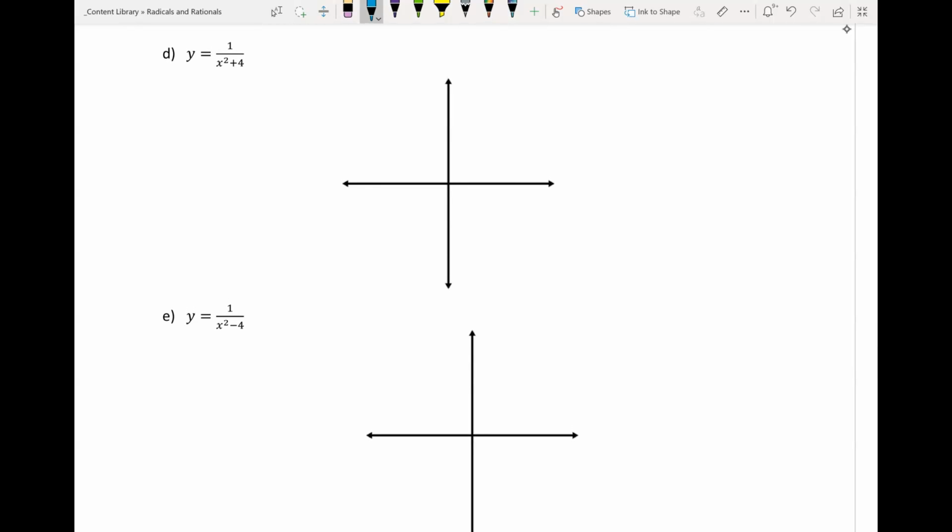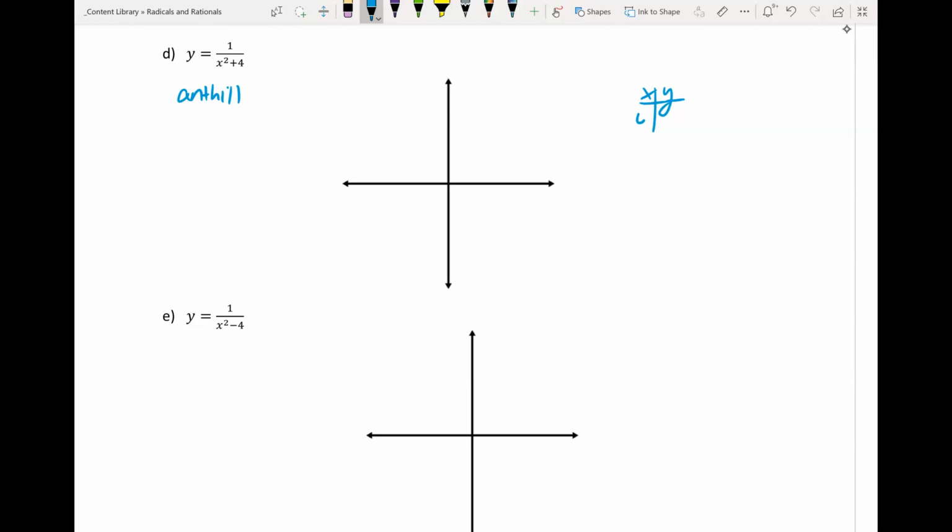For our next graph, this one looks like our anthill. Why? Because we have x squared plus a number. And nothing can be undefined here, because in order for this to be undefined, I would need to find some real number x such that x squared plus 4 would be 0. And if you try to solve for that, nothing would exist that's a real number. Okay, so that just means I'm going to find 2 points so I can draw my anthill.